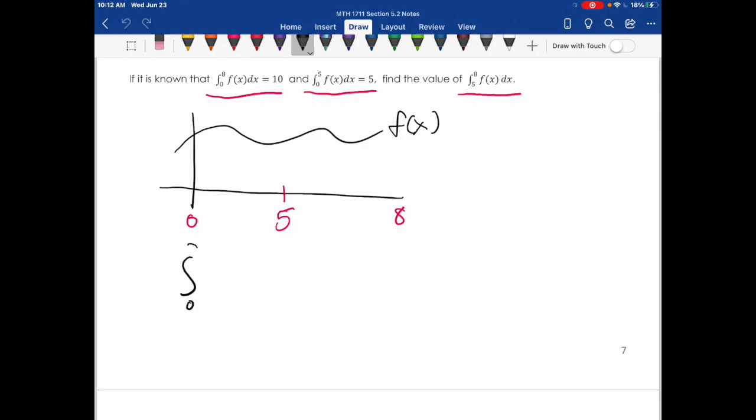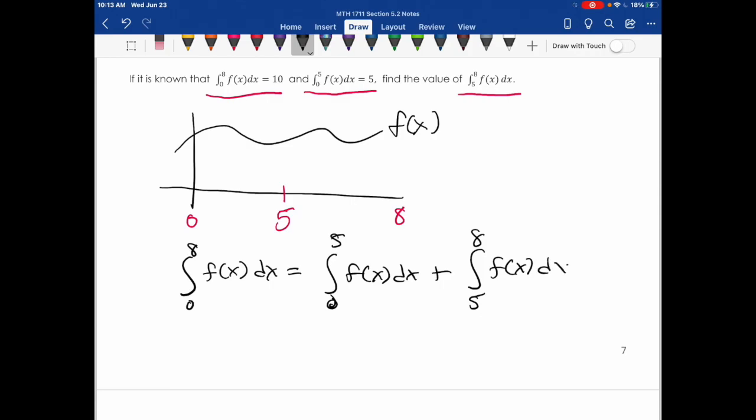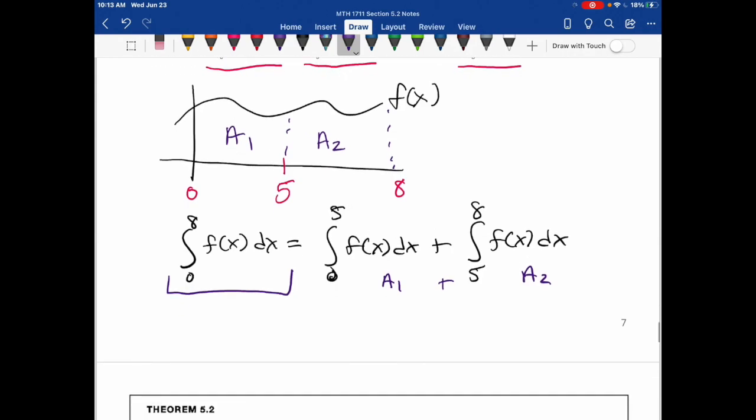So using that property, we know that the integral from 0 to 8 of f of x dx can be written as the integral from 0 to 5 of f of x dx plus the integral from 5 to 8 of f of x dx. So if I call this area 1, and if I call this second area from 5 to 8 area 2, the total area from 0 to 8 is area 1 plus area 2.